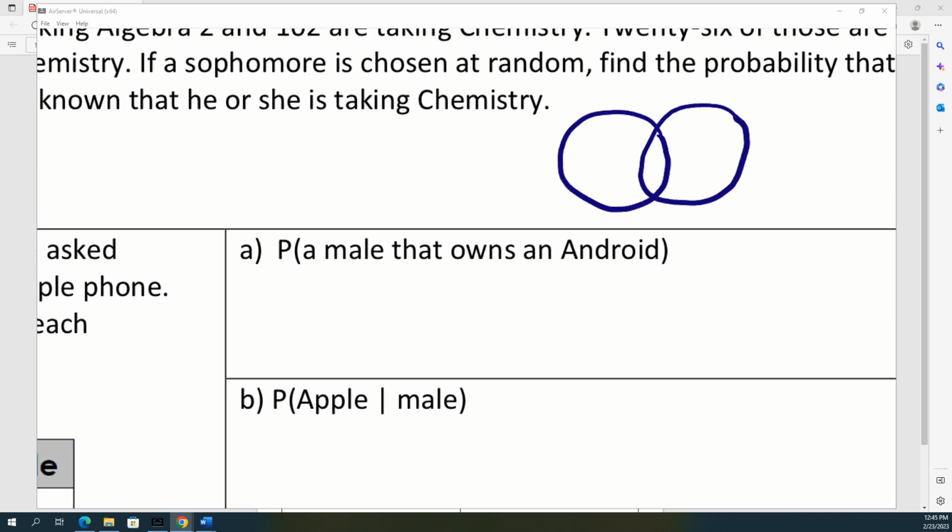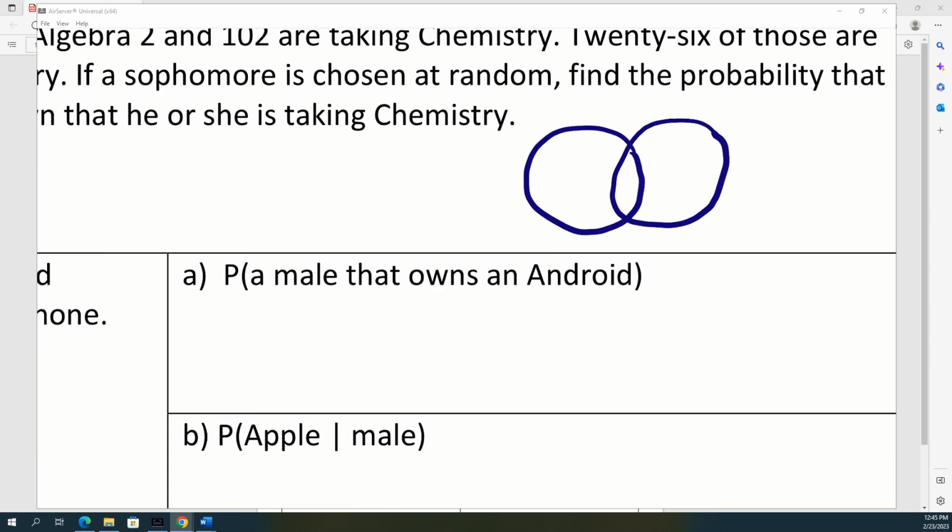All right, so I'm going to do a Venn diagram. This first one will be for Algebra 2, and the second one will be for chemistry. All right, what number should be where they intersect? 26. There's 26 taking both.